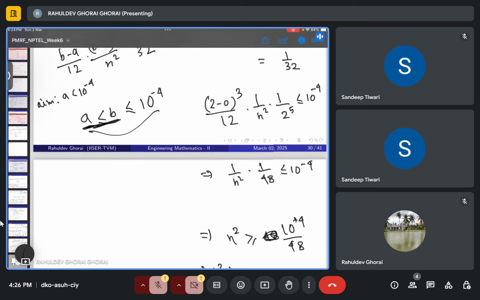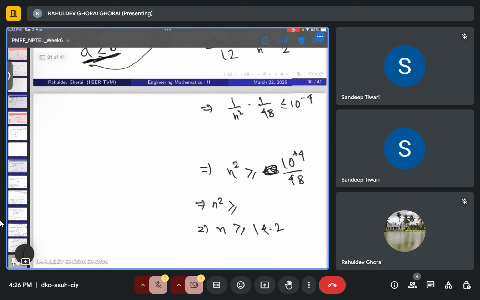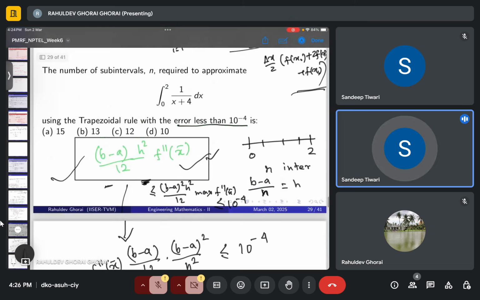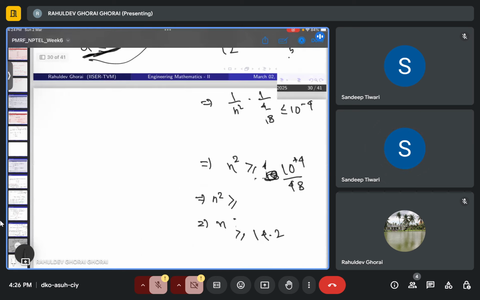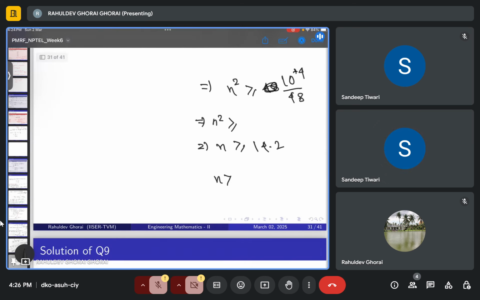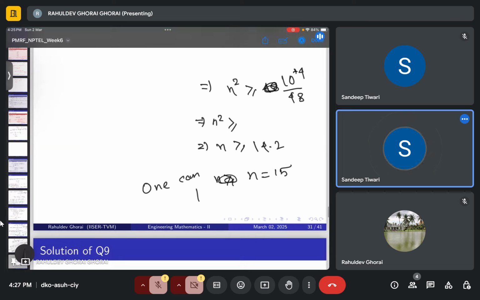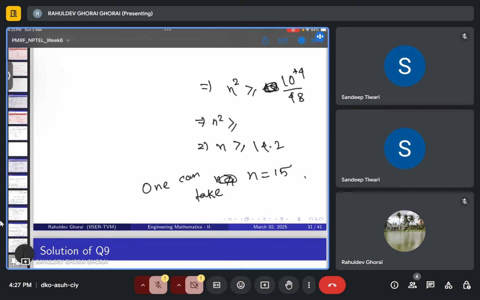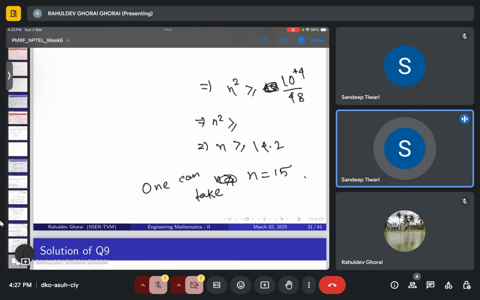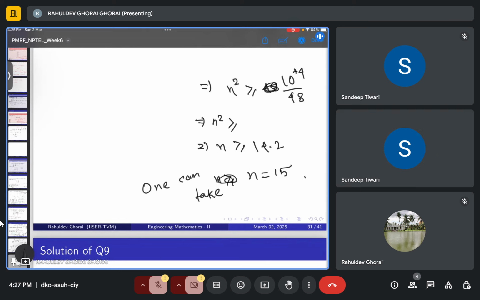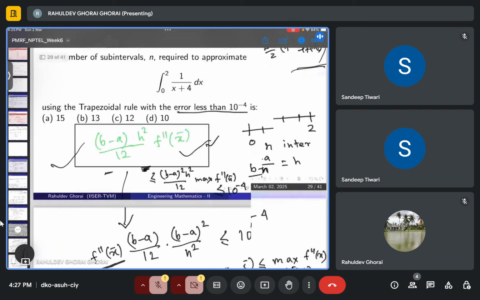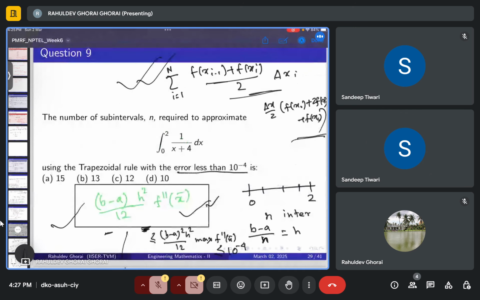Okay. So then what will happen? What is being asked? 15, sir. Then the answer will be 15. So n is greater than or equal to that, so n can be 15. We take the smallest value, because n can be 16 also, but we need the smallest value. So what would have been the answer if the options given were 15, 16, 17, 18?